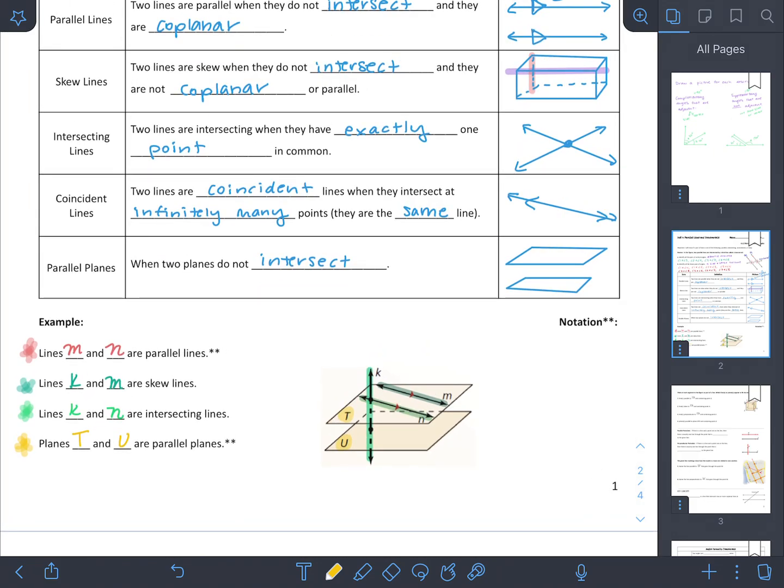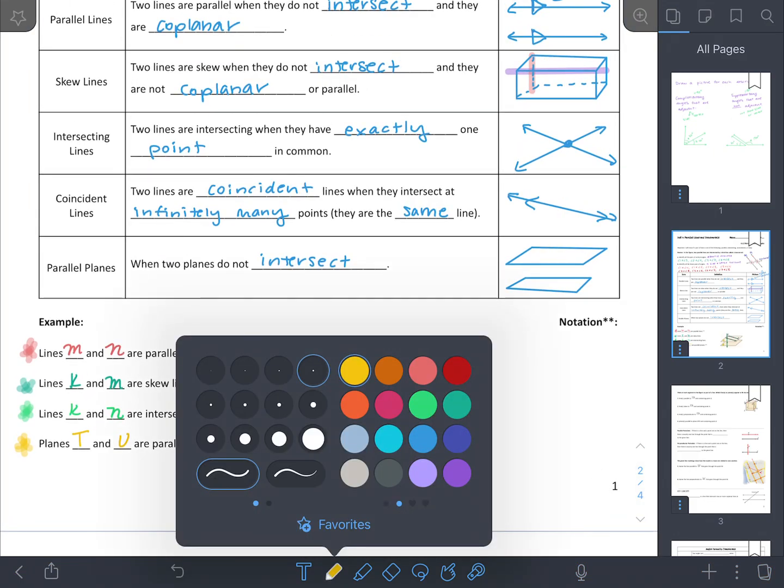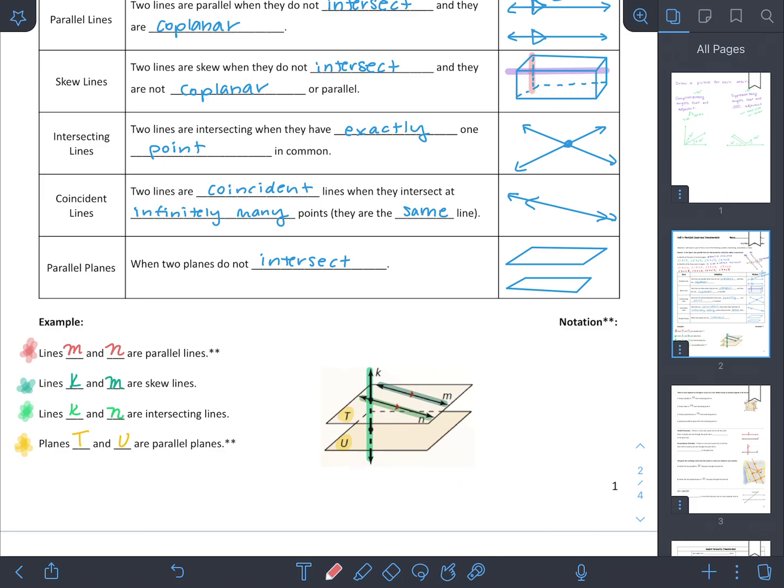Now I did want to note some notation things as well. So for example, when I say that M and N are parallel and then there's these little asterisks, it's because I wanted to show you the notation. If I wanted to write out that lines M and N are parallel, I'd write line M is parallel, two vertical lines, to line N. So just in case you need that notation, that is for parallel.